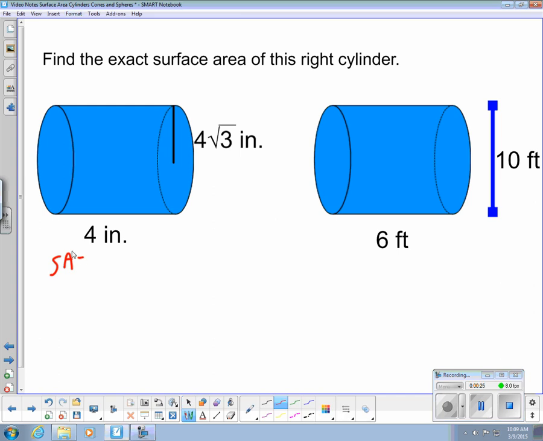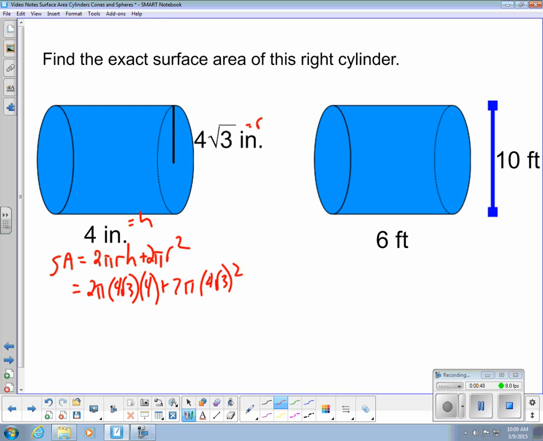Surface area of a cylinder is 2 pi rh plus 2 pi r squared. So if I go in here and plot, this is my radius. This is my height, so 2 pi, my radius is 4 square root of 3, times my height, which is 4, plus 2 pi times 4 square root of 3, squared. So when we simplify this, we get 32 pi square root of 3.